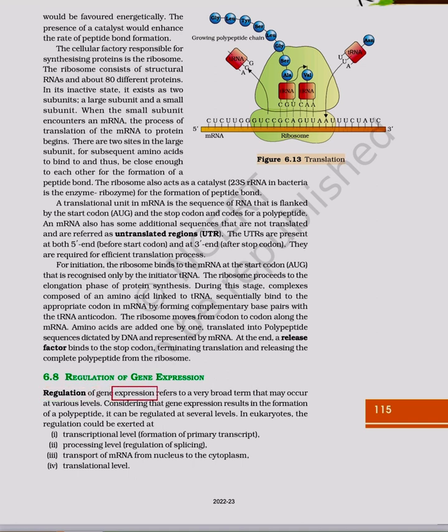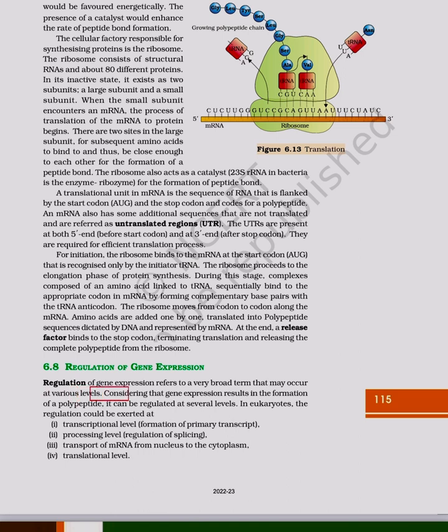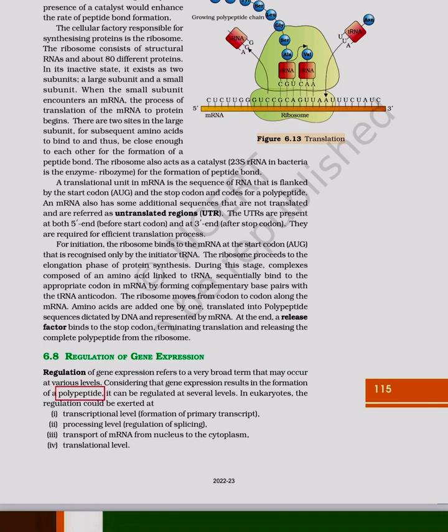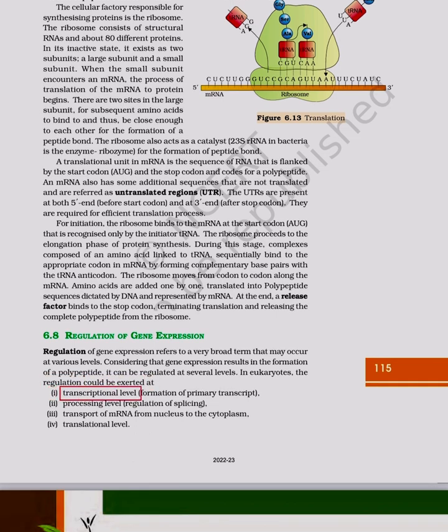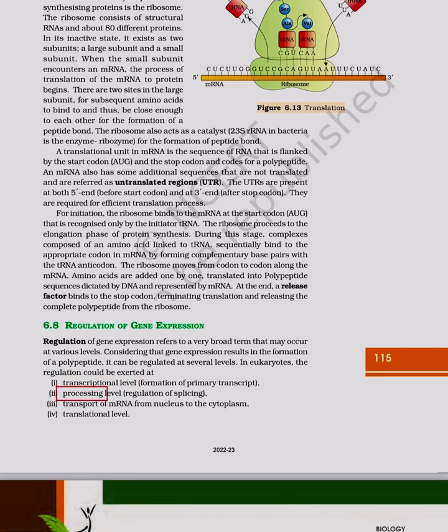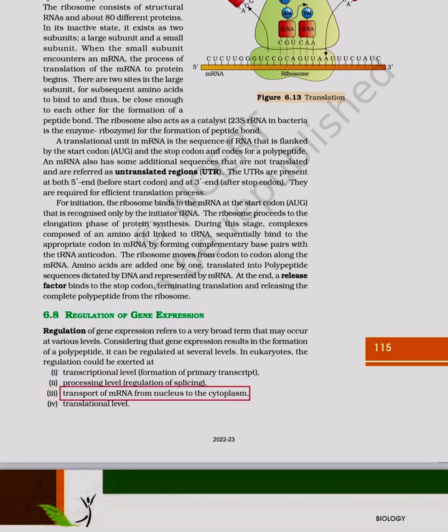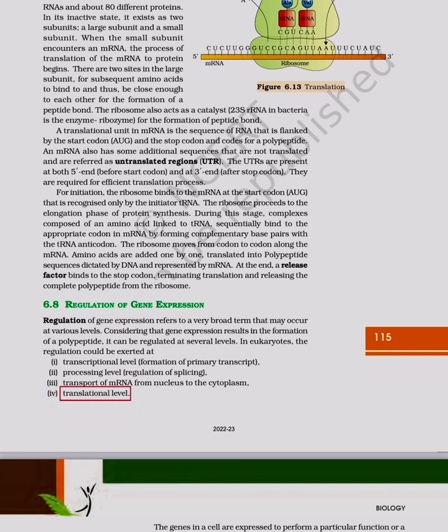6.8 Regulation of gene expression. Regulation of gene expression refers to a very broad term that may occur at various levels. Considering that gene expression results in the formation of a polypeptide, it can be regulated at several levels. In eukaryotes, the regulation could be exerted at the transcriptional level, formation of primary transcript; processing level, regulation of splicing; transport of mRNA from nucleus to the cytoplasm; and translational level.